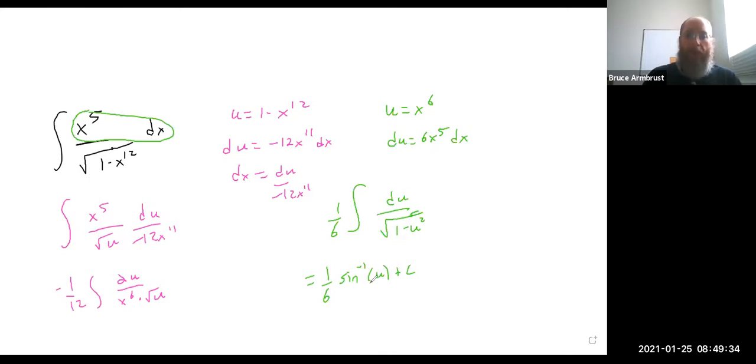All right, so we were able to anti-differentiate. Now, of course, we just have to put our x back in. So we're going to get 1/6 sine inverse of x to the 6th plus c.